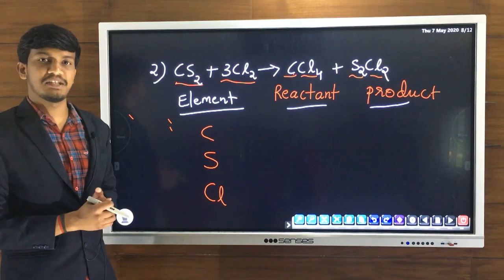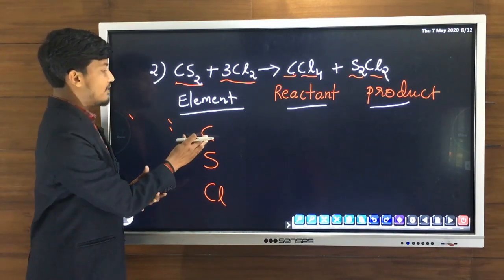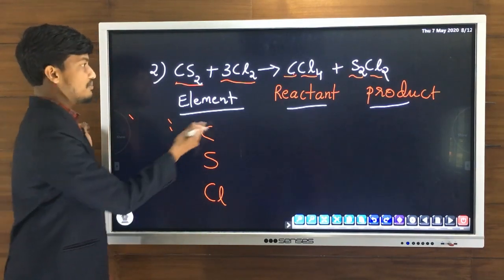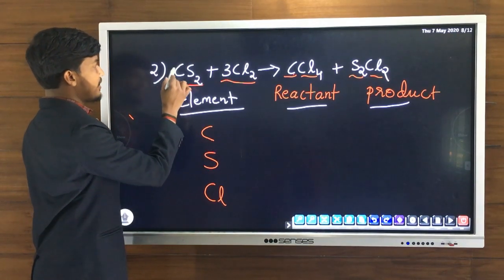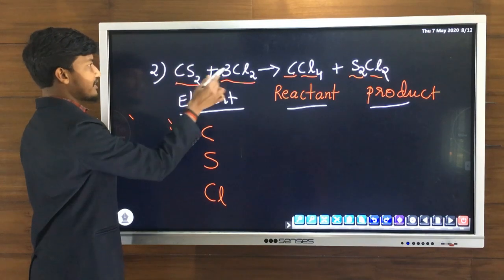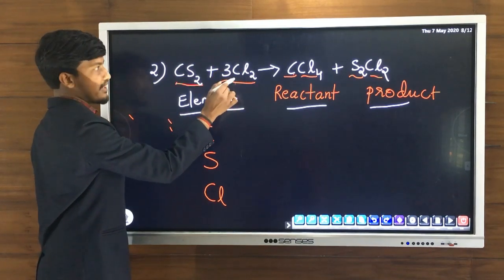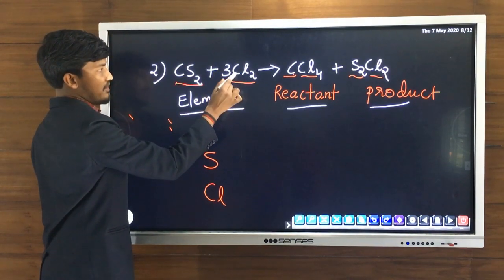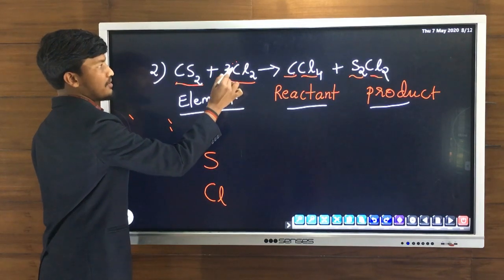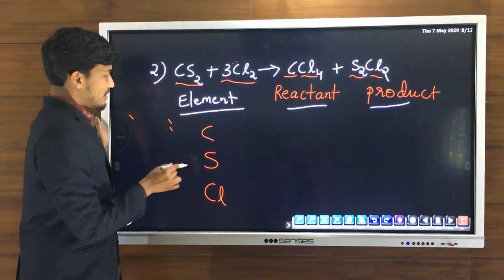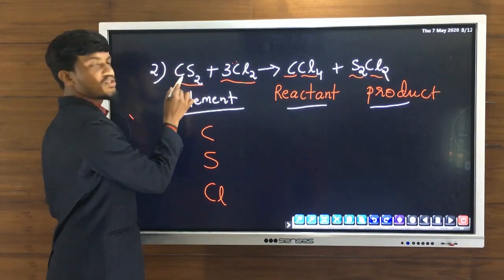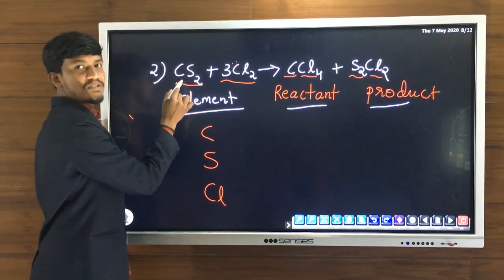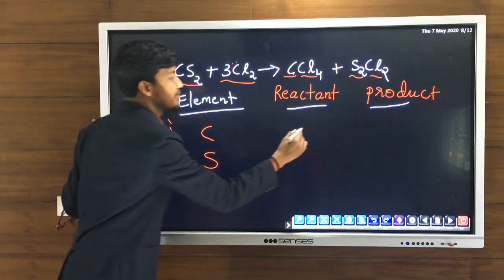Then we can easily count the number of atoms. First of all, we will count the number of carbon atoms on both the sides. Carbon atoms on the reactant side: where is carbon? Carbon is in the first reactant; there is no carbon in the second reactant. This is not carbon, this is Cl, chlorine. So carbon is only in CS2. In CS2, how many carbon atoms? CS2, C1, S2, so the number of carbon atoms is 1.